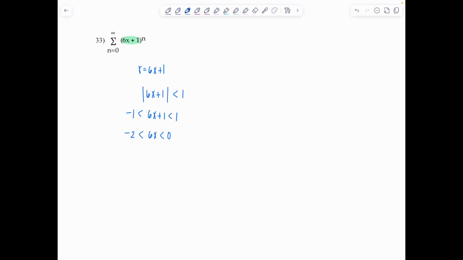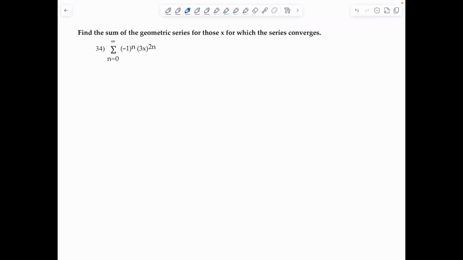Remember, we're trying to isolate x. So then we have negative 1/3 is less than x is less than 0. So as long as x is between negative 1/3 and 0, the geometric series converges. Okay, all right, now we're asked to find the sum of the geometric series for those x for which the series converges. So they didn't ask us to find the x values that make it converge, but I'll do that anyways, and then we'll go ahead and find the sum afterward.